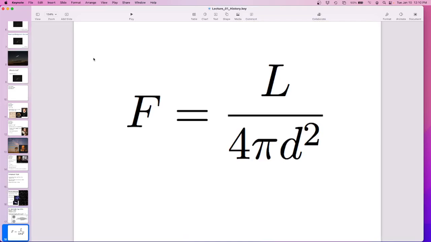Oh, I did make it a big page by itself. Look at me, planning ahead. F is the flux that I have at me. This is what I get. And L is the luminosity at the star. And D is the distance. So I have all these photons. I just spread them out. And by the time it gets to me, they've been spread out by this much. So this equation will show up a bunch of times in a bunch of different forms. And it's not going to look like this. We're going to use magnitudes.